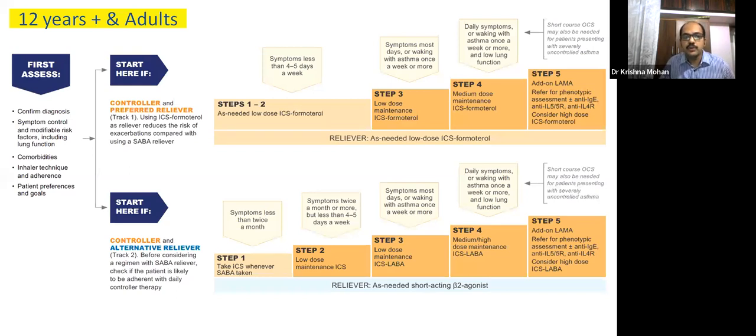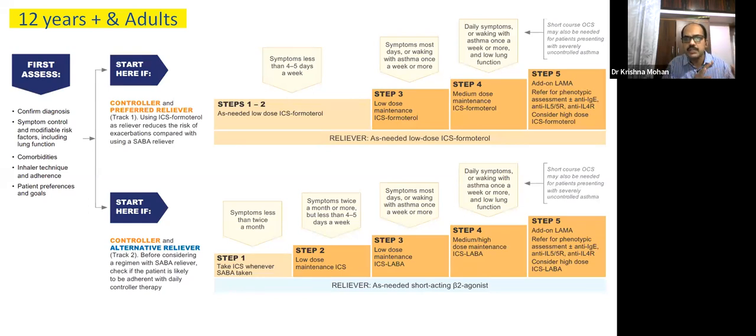The reliever used here is different. That is as needed short-acting beta-2 agonist. What about step 4? Step 4 is you increase the dose of steroid. So you make it medium or high dose maintenance ICS LABA. And in all of these conditions in track 2, the reliever is the same, it is salbutamol. So better you do not confuse these 2 tracks. You follow the recommended one, that is track 1.